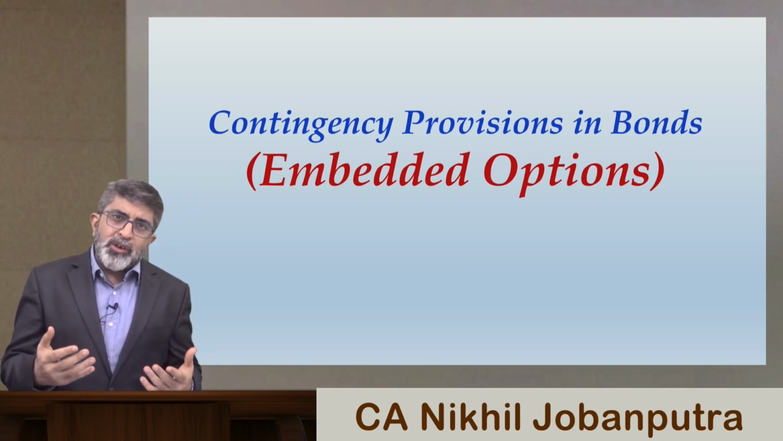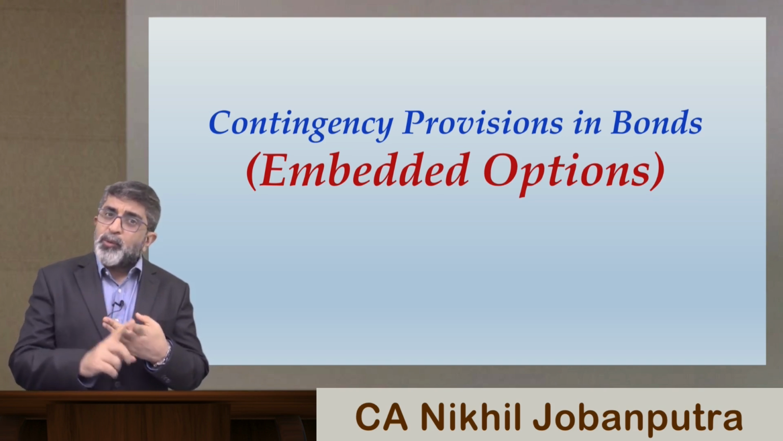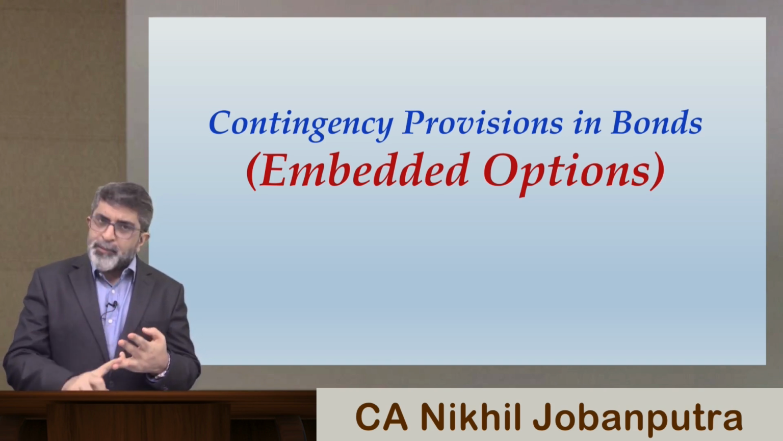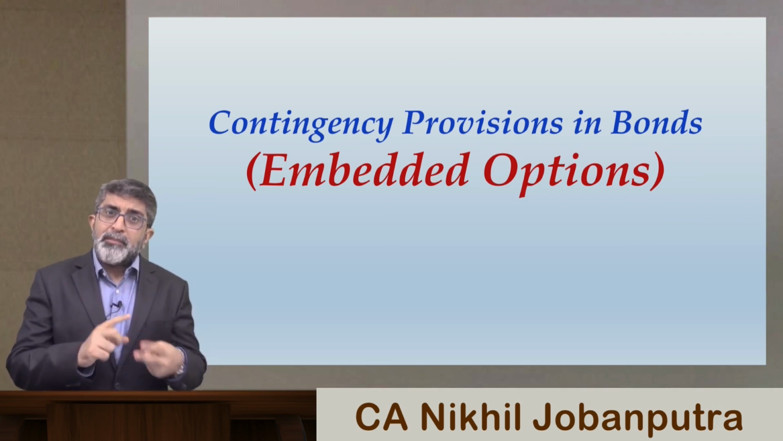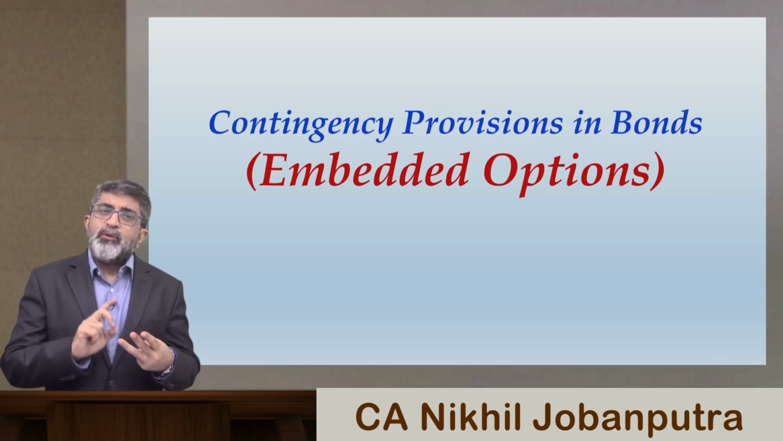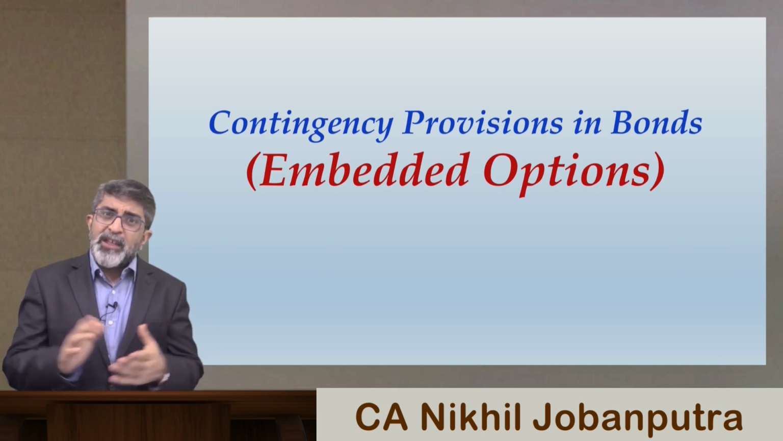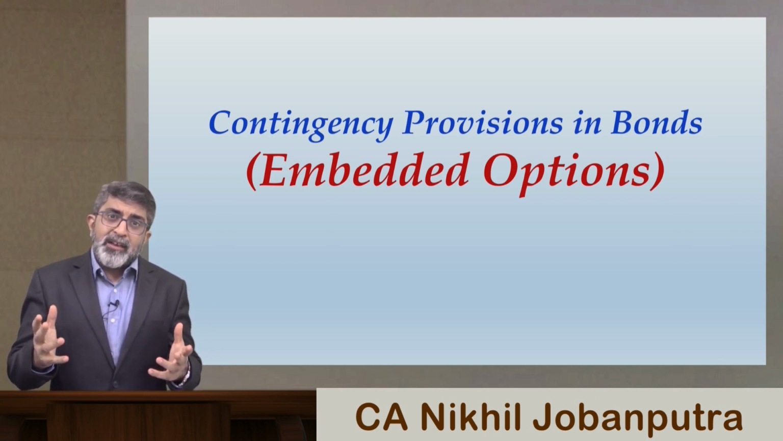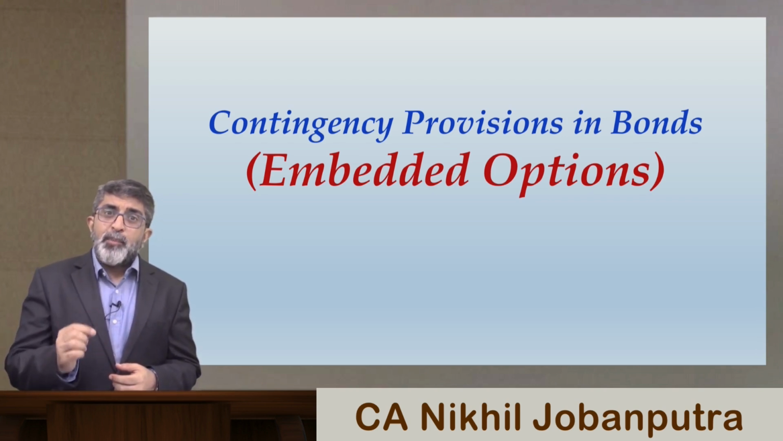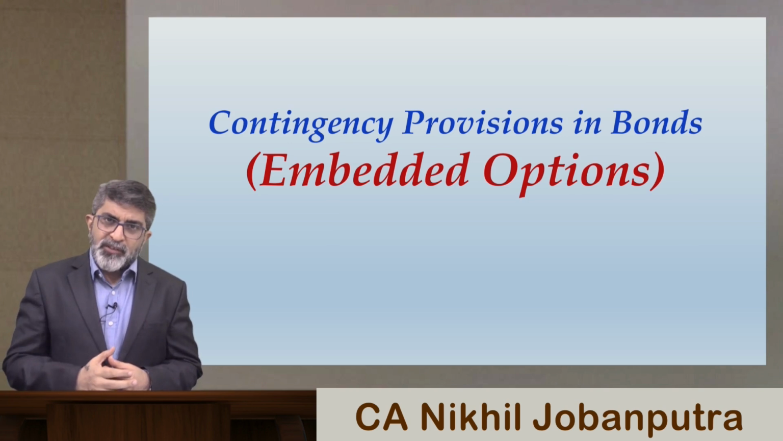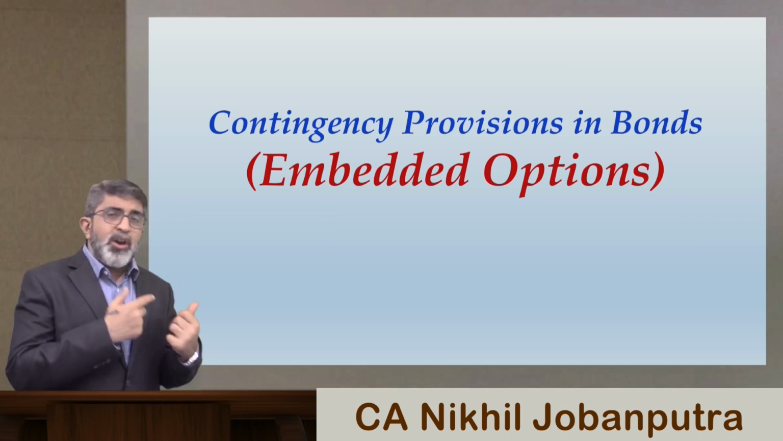So when we talk about contingency provisions, we have three typical types: the call provision, the put provision and the conversion provision. Call provision makes the bond a callable bond, put provision makes the bond a putable bond, and conversion provision makes the bond a convertible bond. If there is a bond without any contingency provision, meaning without any embedded option, we identify these bonds as option free bonds.